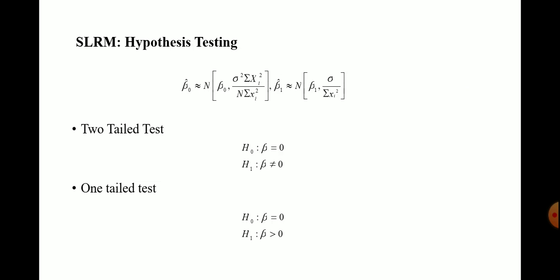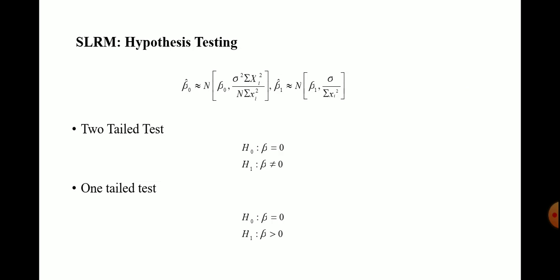Look at the symbol in the alternative hypothesis. If it is not equal to, then it is a two tail test. If it is less than or greater than, it is a one tail test. If it is greater than, it is a right tail test. If it is less than, it is a left tail test. So in our previous example about consumption and income, what we assumed is that consumption and income are related.